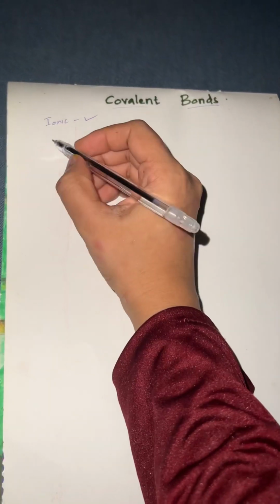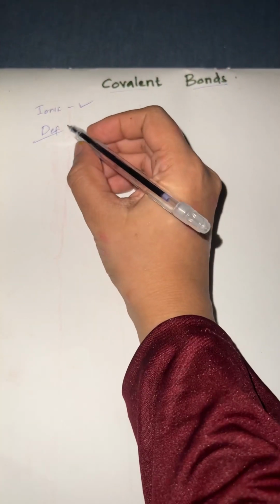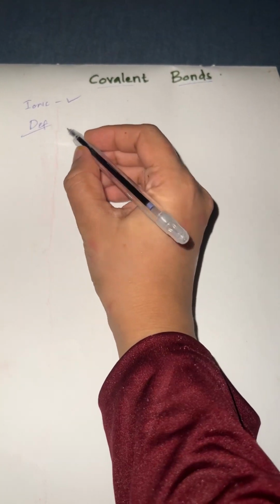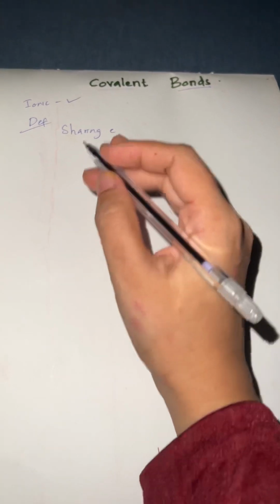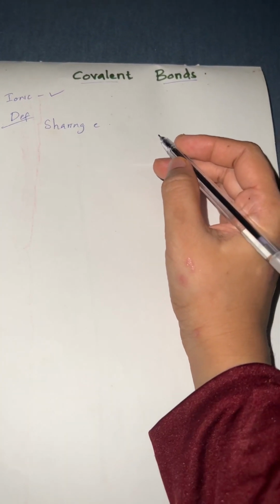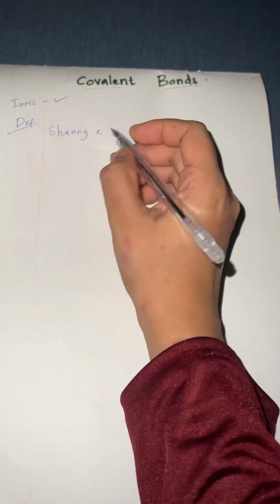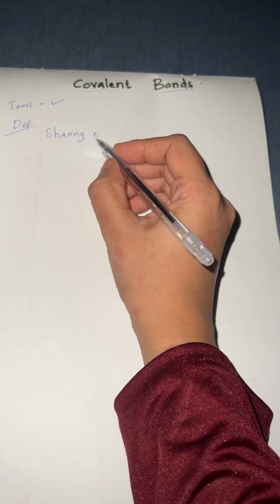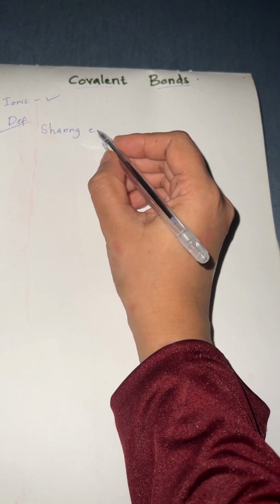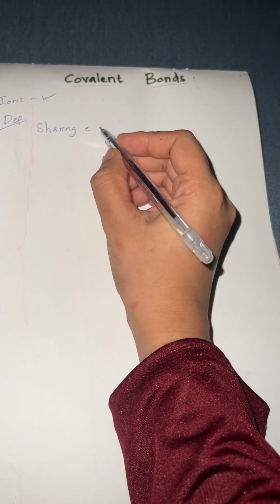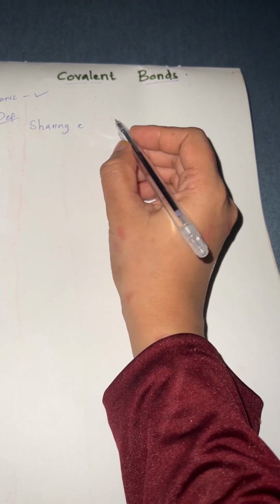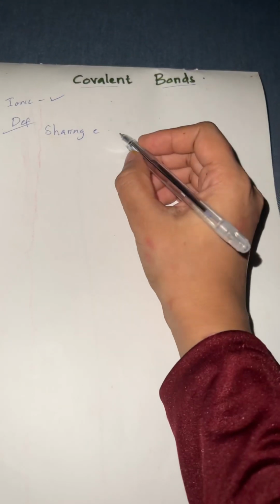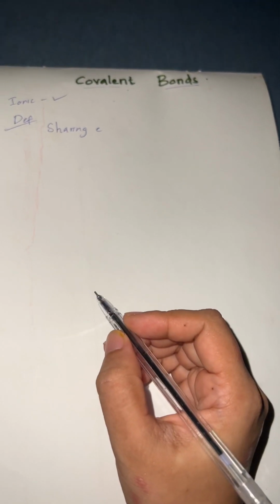So what is the definition of a covalent bond? It is the sharing of electrons between atoms. We can tell it in a more detailed way: sharing of the valency shell electrons, or the lone unpaired electrons in the valency shell, with another atom is called a covalent bond, right?